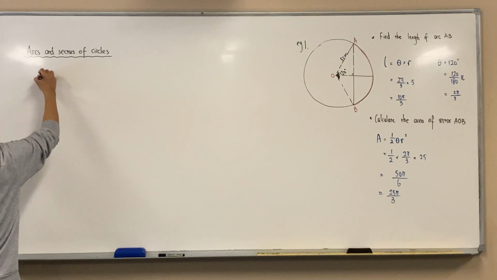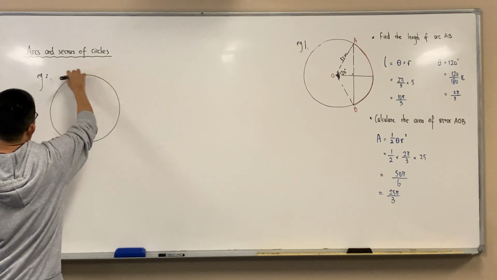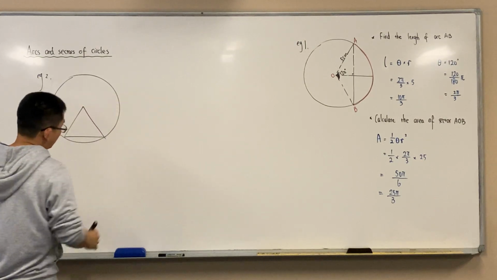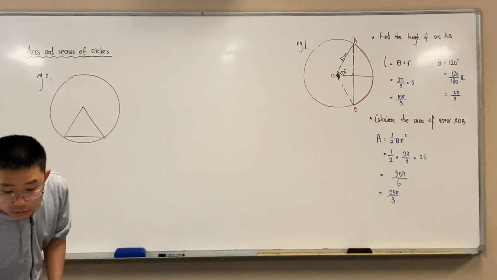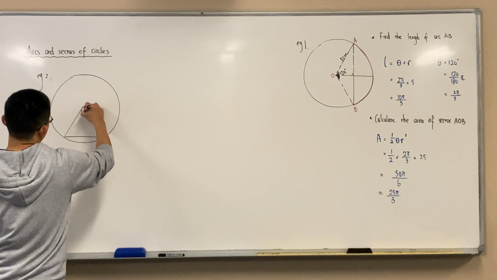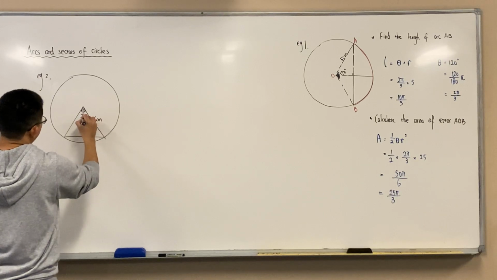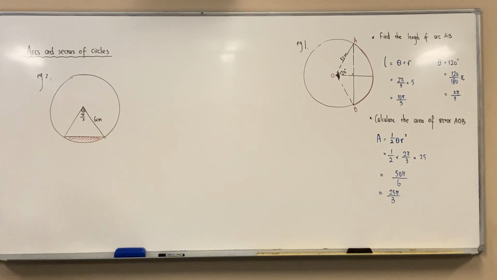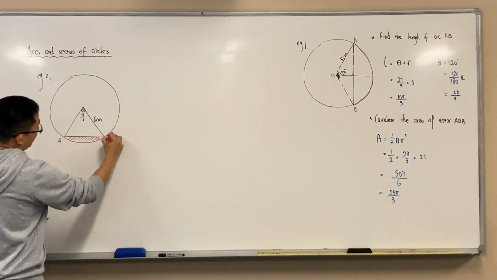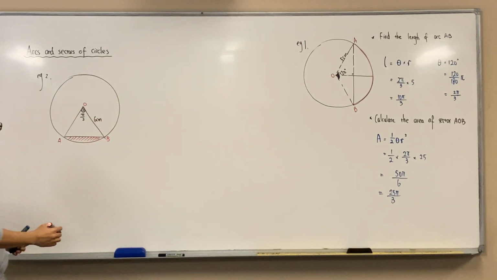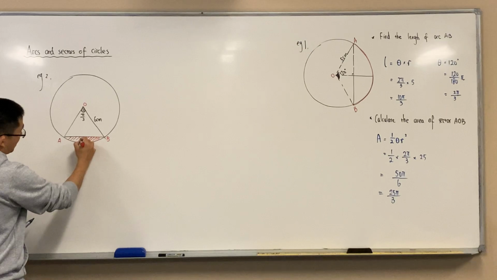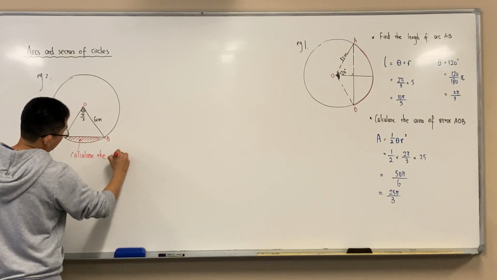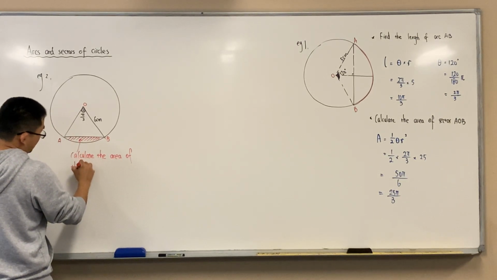Example 2. We've got a circle, and that's equal to 6 centimeters as the radius. The angle here is equal to pi over 3. The question asks you to work out what is this area, the area of the segment. So let's call this A, B, and O, and you need to calculate the area of this segment.